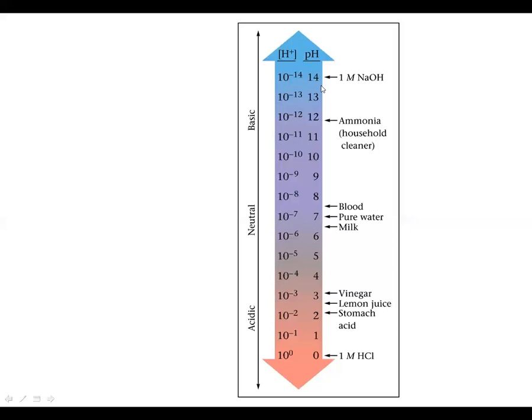And up on top there, we have sodium hydroxide, which is a strong base, so it's up towards 14. While on the bottom there, towards 0, we have 1 molar hydrochloric acid, which is a strong acid, so we expect that. Things like vinegar, which is acetic acid, you can see it's at a pH of 3. Lemon juice, stomach acid, which is also hydrochloric acid, those things are also in the acidic range. While things like cleaners, like ammonia, blood, and so forth, they're in the basic range.